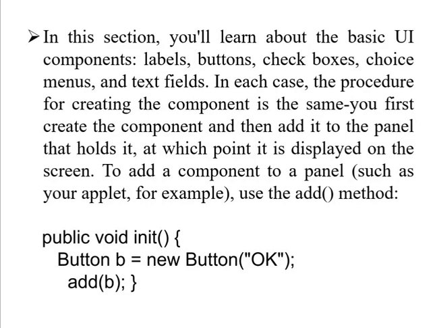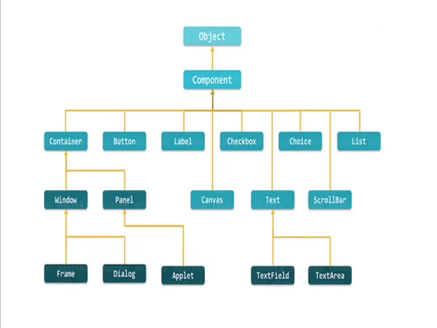Then we discuss them one by one. First one is a label. The object of the Label class is a component for placing text in a container. It is used to display a single line of read-only text. The text can be changed by a programmer, but a user cannot edit it directly. It is called a passive control, as it does not create any event when it is accessed.